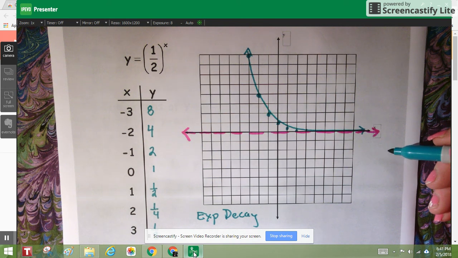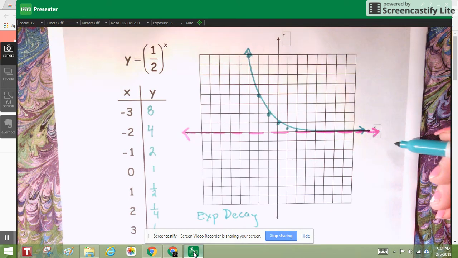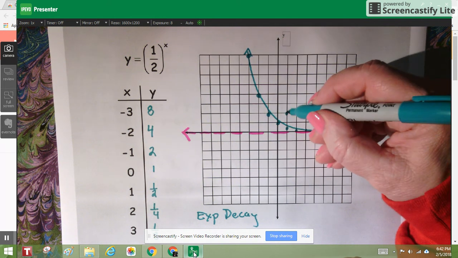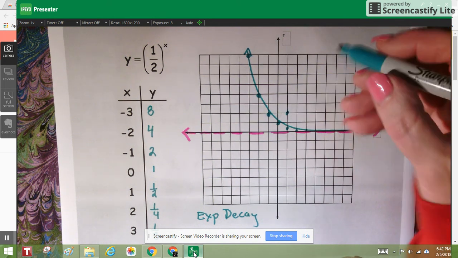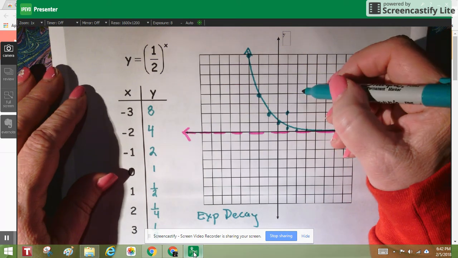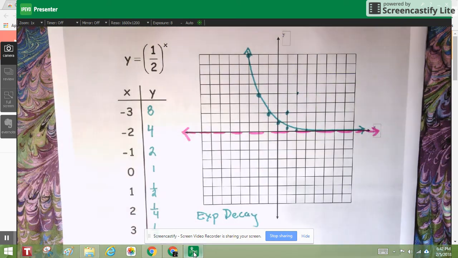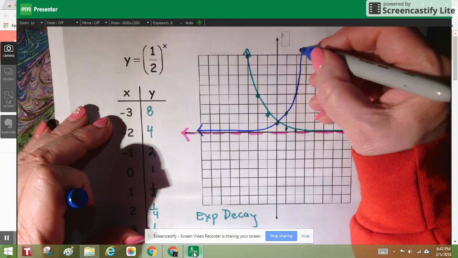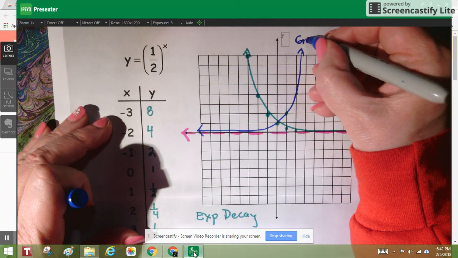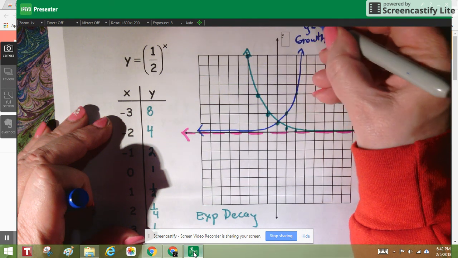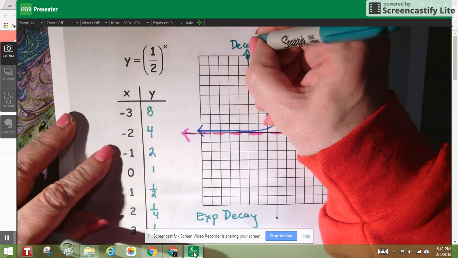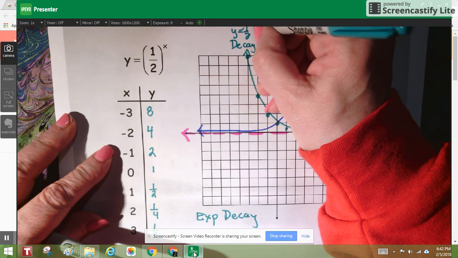If we would graph these two functions on the same graph, the y equals 2 to the x that we had originally and this one, you can see that they actually would be just reverse of each other. They'd be symmetrical to each other. That one would kind of come like this, down and around like this. So this one here would be my exponential growth, y equals 2 to the x, and this one here would be my exponential decay, y equals 1/2 raised to the x.